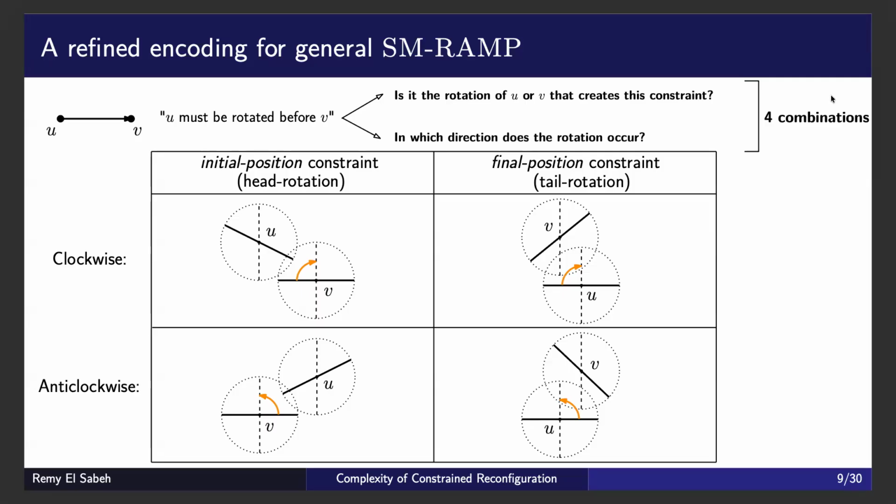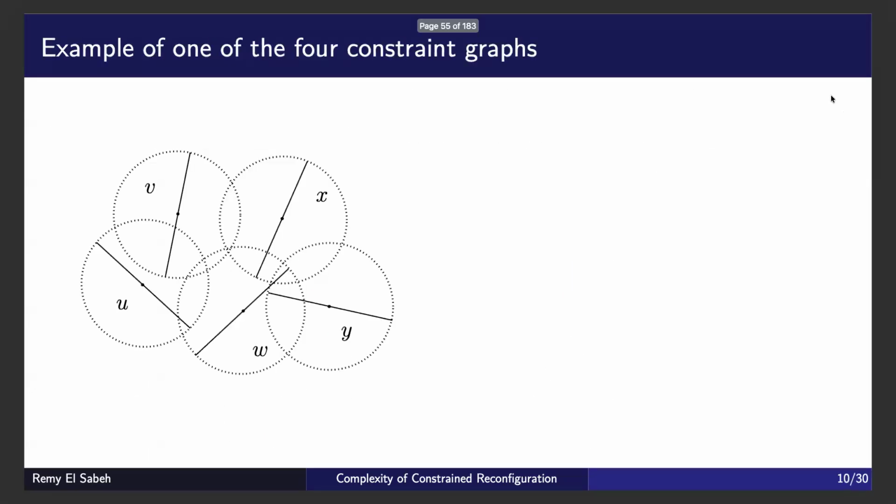So we need to distinguish between these 4 cases. And to do that, instead of having a single directed graph that encodes these constraints, we actually have 4 of them. And I'll be showing you an example for one of them in a second.